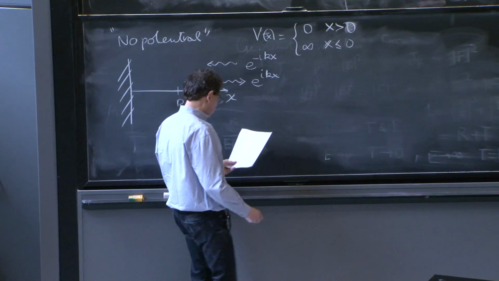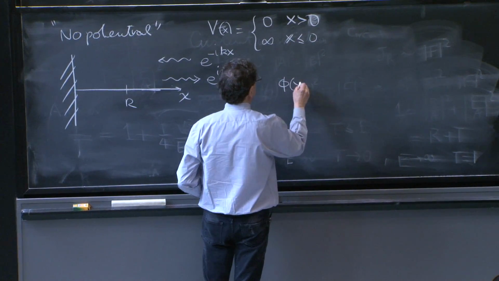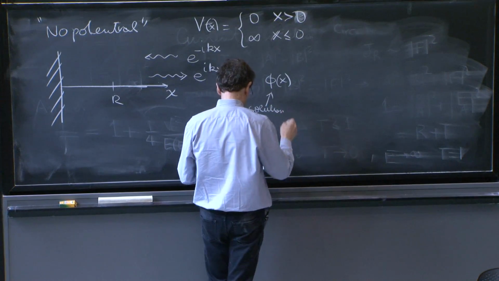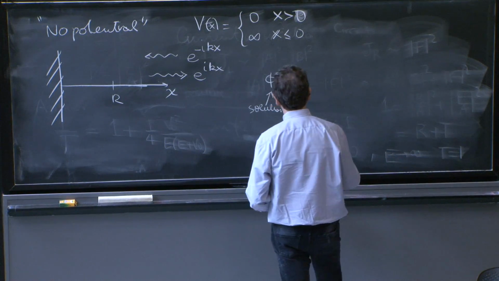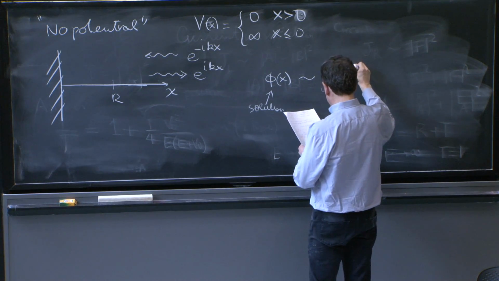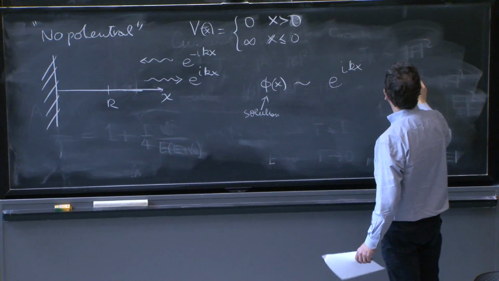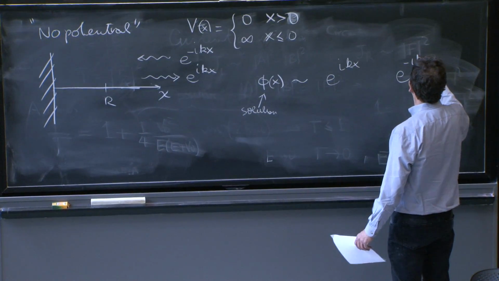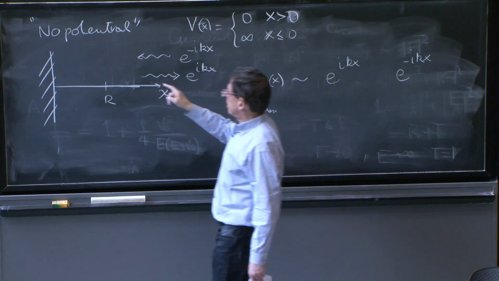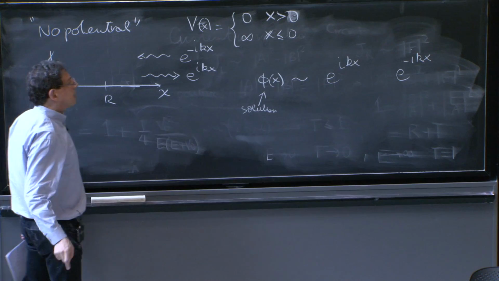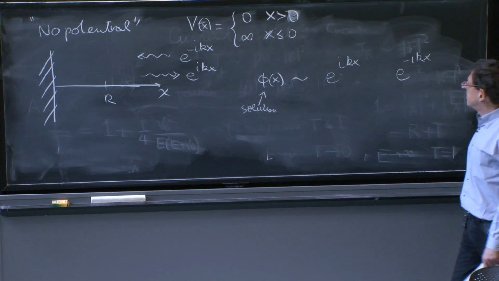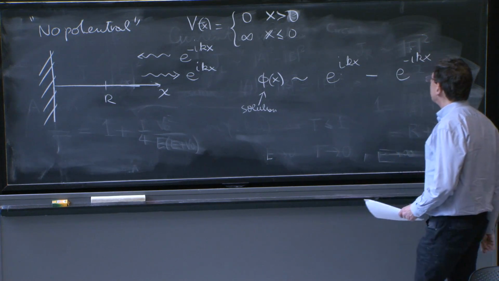So a solution, phi of x, will be a combination with similar e to the ikx and e to the minus ikx. And I should make the wave function vanish at x equals 0. At x equals 0, both exponentials are equal to 1. So if I want them to cancel, I should put a minus.